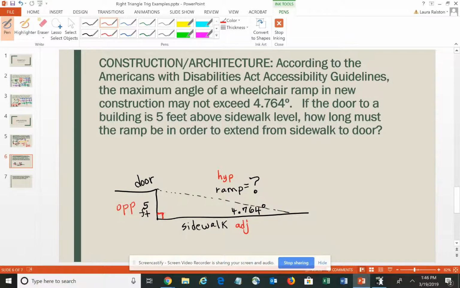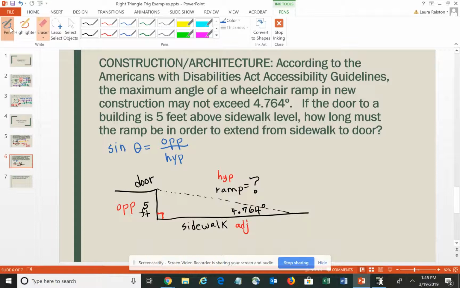Okay, so I need to work with opposite, hypotenuse, and an angle. So if I think about the trig functions, and again, I primarily focus on sine, cosine, and tangent, I can use the sine of the angle is, or excuse me, not adjacent, is opposite over hypotenuse.